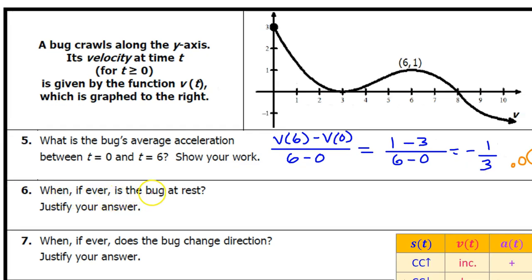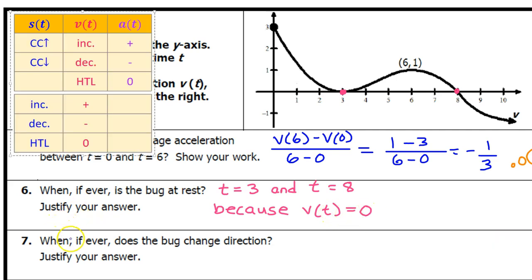When, if ever, is the bug at rest? Justify your answer. The phrase at rest means that velocity is equal to 0. This is the velocity graph, and we can see that velocity is equal to 0 here and here. We say t equals 3 and t equals 8 because velocity is equal to 0.